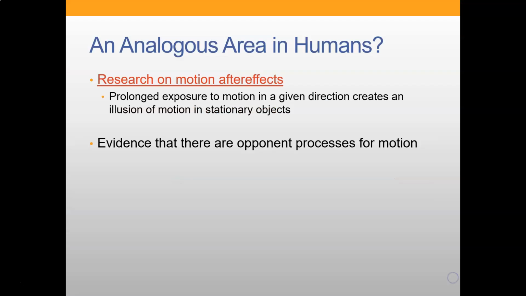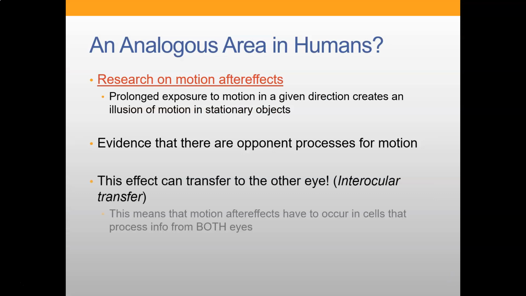What this shows us is, I was watching that only with my right eye. I had my left eye closed. But then I switched so that I closed my right eye and opened my left, and I still got a little bit of a motion after effect. So what this means is that motion after effects are going to occur in cells that process information from both eyes.